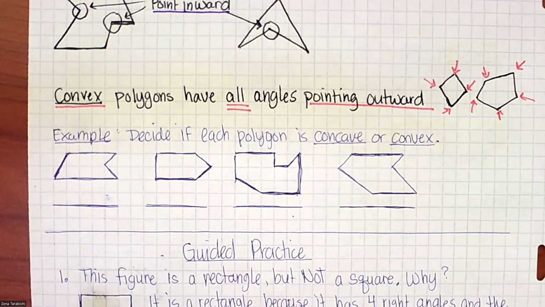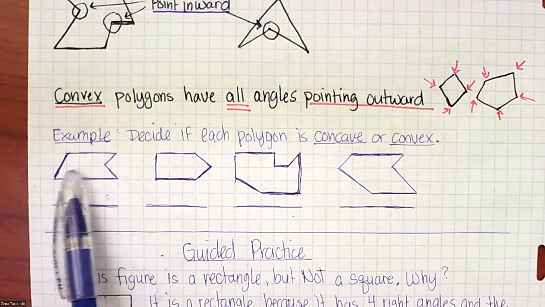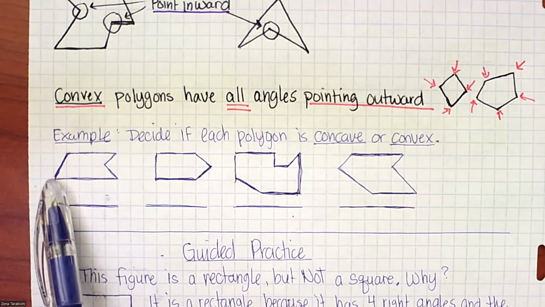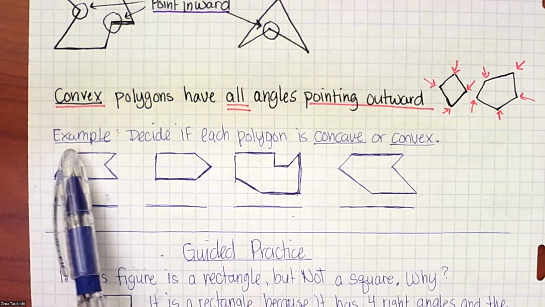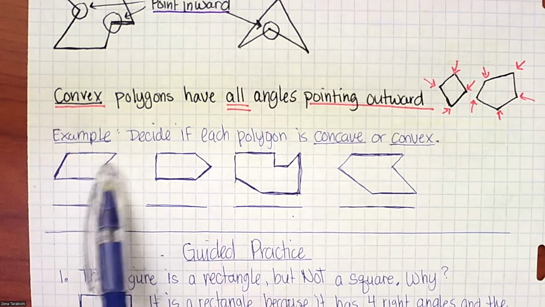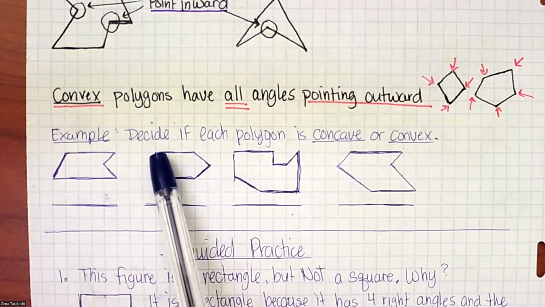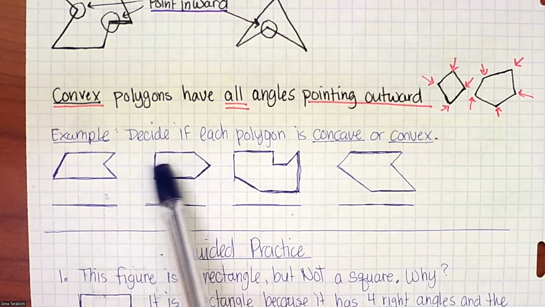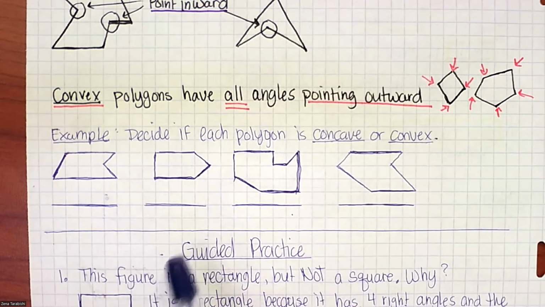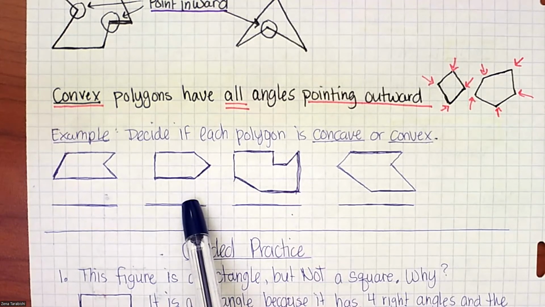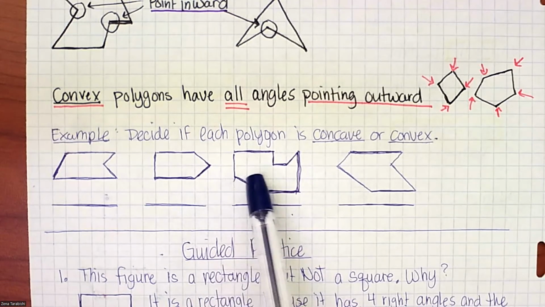Now for this one, this first shape, I'm going to take a look at all of the angles. This one points out, this one points out, this one points out, but this one points in. If there's even one there that points inward, it makes it a concave shape. So this one is concave. This one, I can see all of these are pointing out. Nothing is pulling towards the center of my shape. So this is a convex polygon.